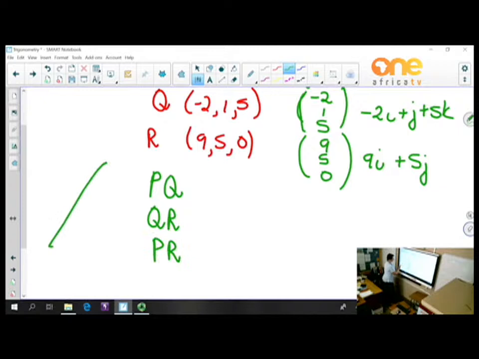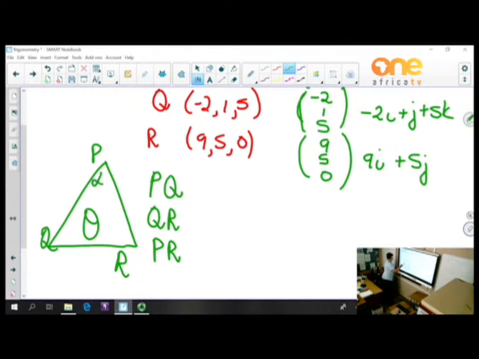Now remember, your angle is always there in the middle. So if I want to find angle Q, PQR, then I will have QP and QR. Can you see? And if we complete the triangle now, if I want R, then it will be RQ and RP. And if I want P, it will be PQ and PR. This is how I will calculate those angles there.